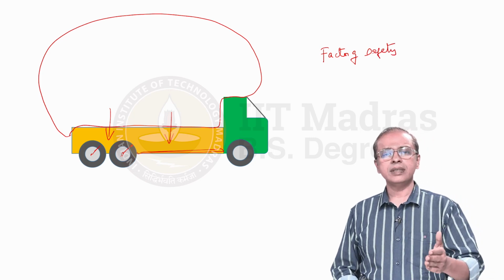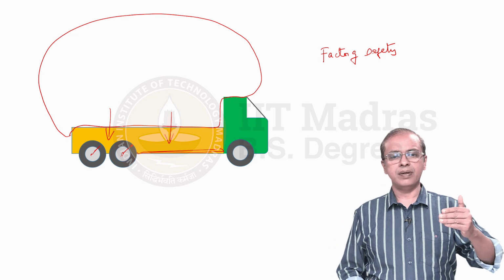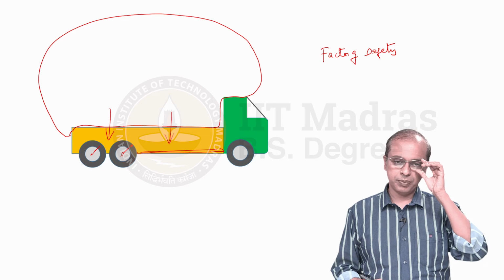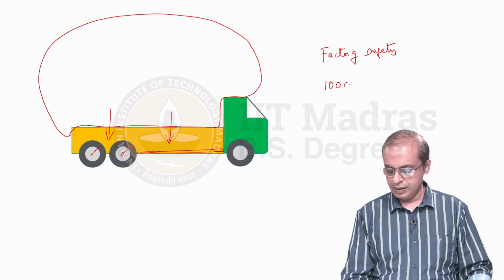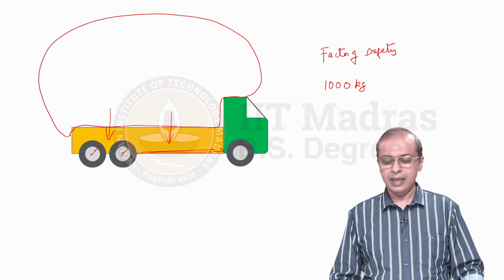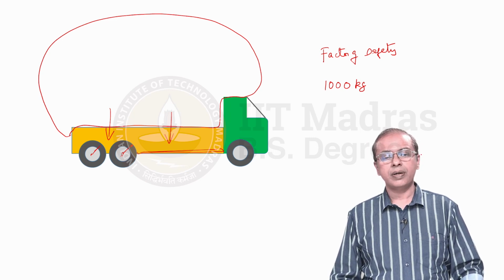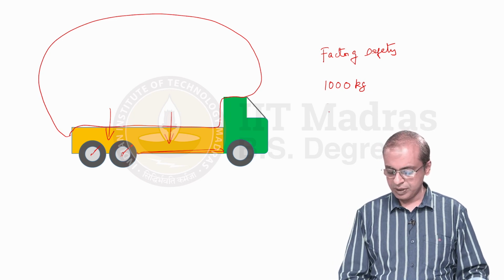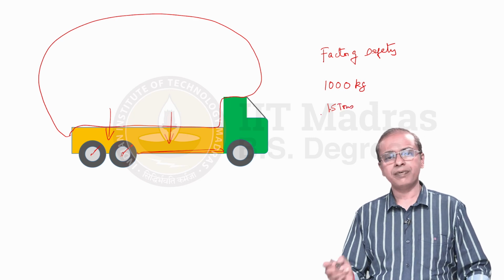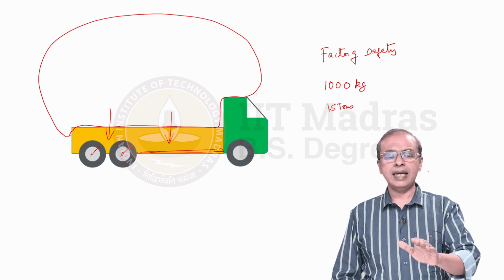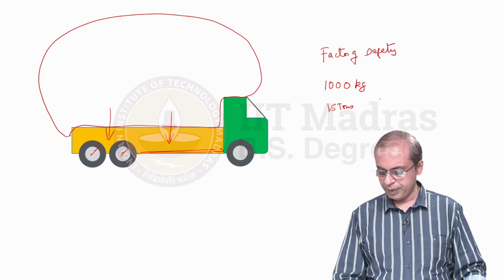So they will say that this truck can take, say, 1 ton, 1000 kgs. Let's say it is supposed to carry 1000 kgs. Now what they will say is that we will design this truck to carry 1500 kgs, so 1.5 tons. So I will actually give a factor of safety of 50%.